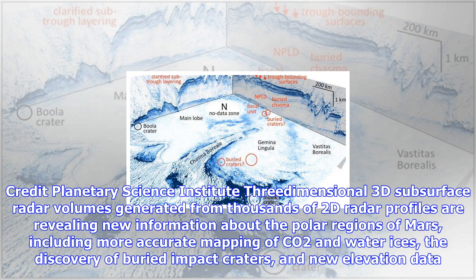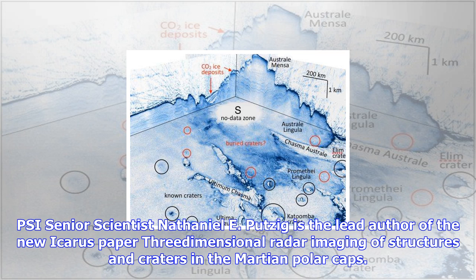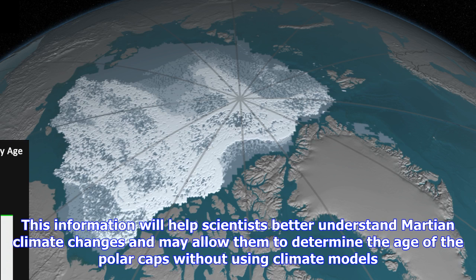This information will help scientists better understand Martian climate changes and may allow them to determine the age of the polar caps without using climate models. The 3D data volumes were assembled from observations by the Shallow Radar (SHARAD) sounder on board NASA's Mars Reconnaissance Orbiter (MRO) during more than 2,000 passes over each Martian pole.